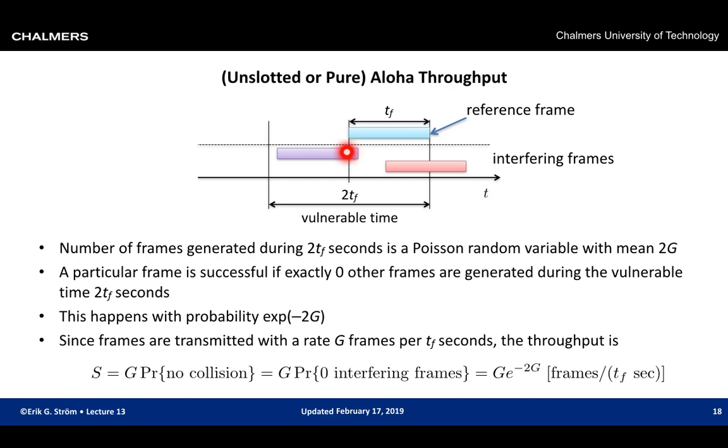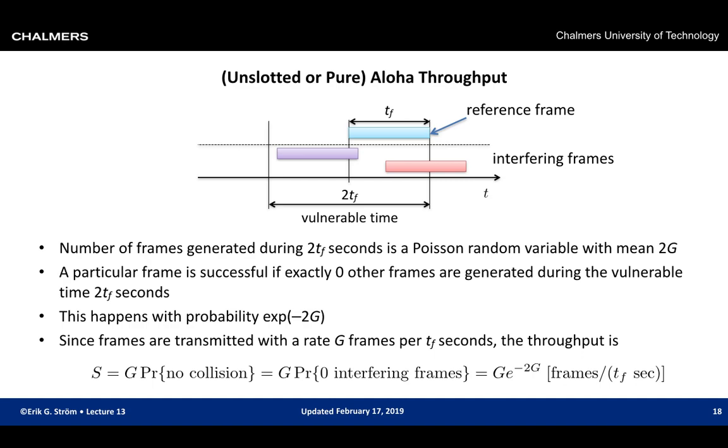And if there is a little bit of overlap, we say we have a collision and then we lose the blue frame. If there is no overlap, then we say that the frame has been successfully transmitted. Okay, so that's the basic setup. We have a frame. Does it collide or not? That's the question. All right.